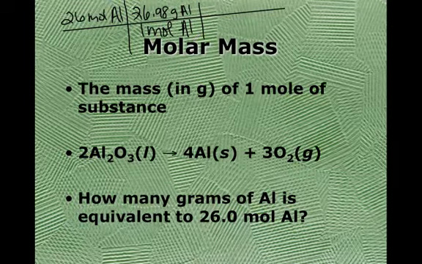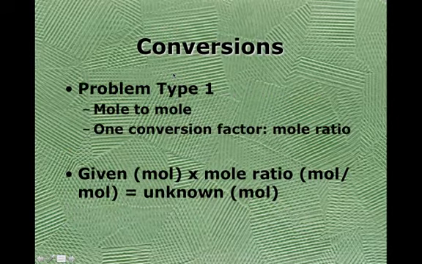So this molar mass step could be added on to the end of our problem on that previous slide. And that would be a different kind of problem, the problem type 2. And so you'd multiply, and we don't have to do that right now. Okay, so we're going to use those 2 conversions.